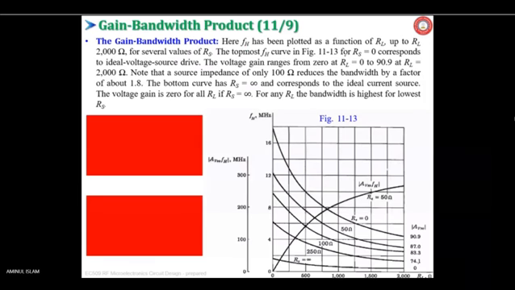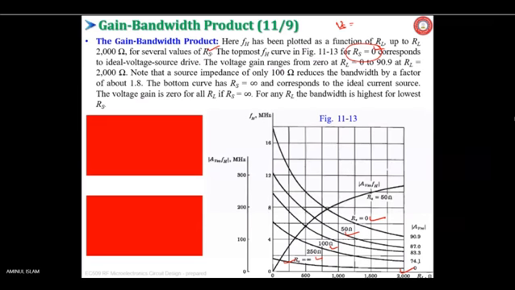Here FH has been plotted as a function of RL up to RL equals 200 ohm or 2 kilo ohm, for several values of RS, meaning RS equals 0, 50 ohm, 100 ohm, 250 ohm and infinite. The topmost FH curve in this figure, for RS equals 0, corresponds to ideal voltage source drive. Means if RS equals 0, VS is your source, that means it is an ideal voltage source. It has no internal resistance.